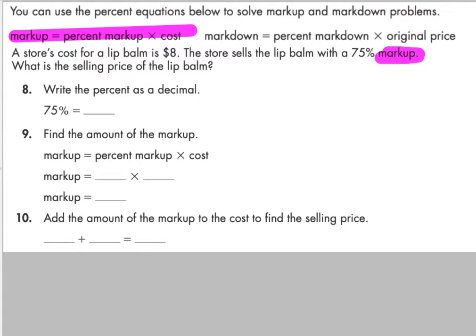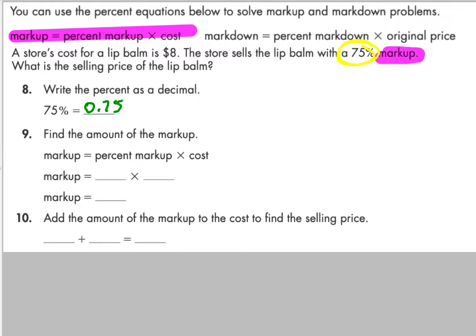That's how Target makes their money: they buy it at a lower price and then mark it up and provide it for you. You pay them that higher price. They get to keep the difference between the price they sold it for and the price where they purchased it from the wholesaler. So in this case, we're looking at 75%. We want to change that to a decimal.